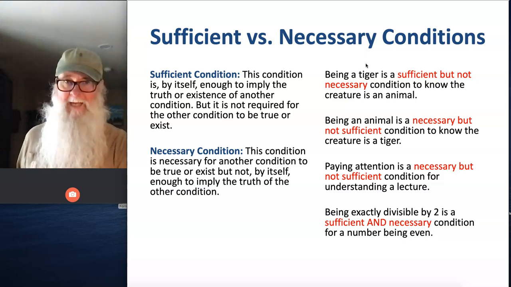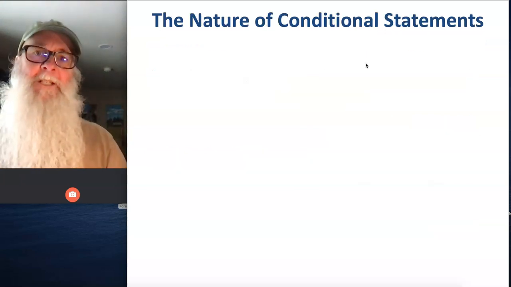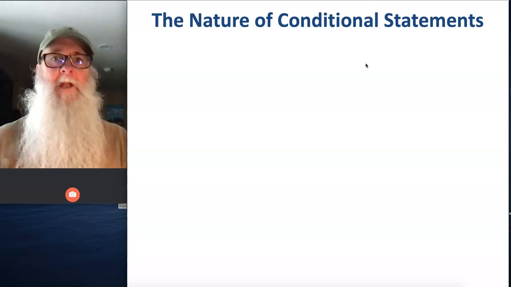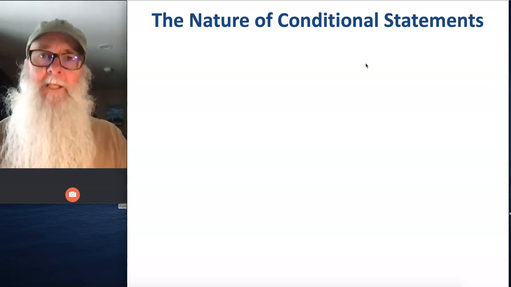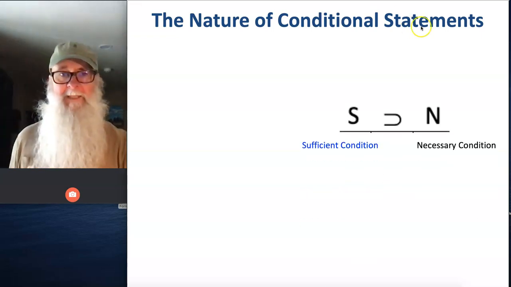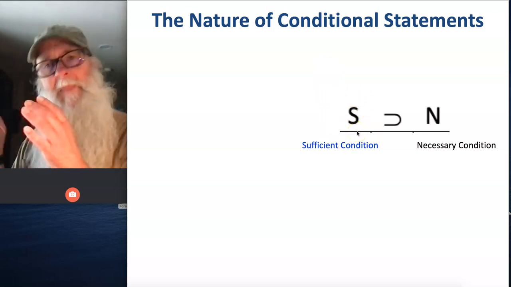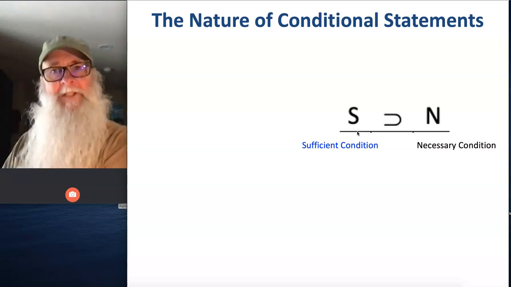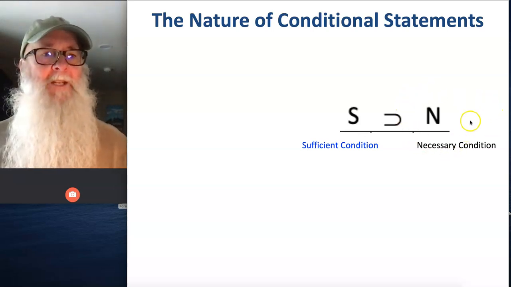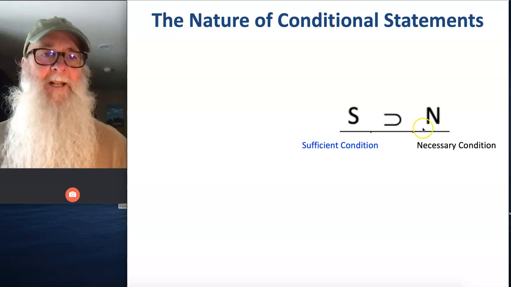Okay, so why are we prattling on about this? Because sufficient and necessary conditions are at the heart of our conditional statements, our horseshoe statements. The statement that appears on the left-hand side of our horseshoe, that statement is a sufficient condition to imply the conditions that exist on the right-hand side of the horseshoe.